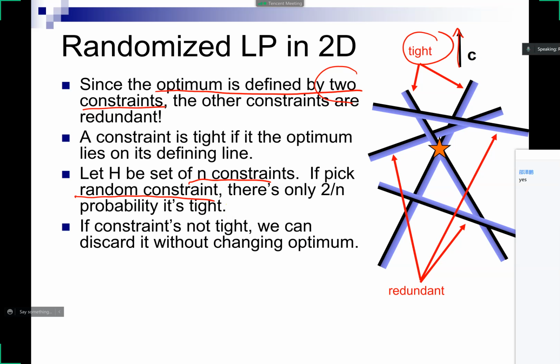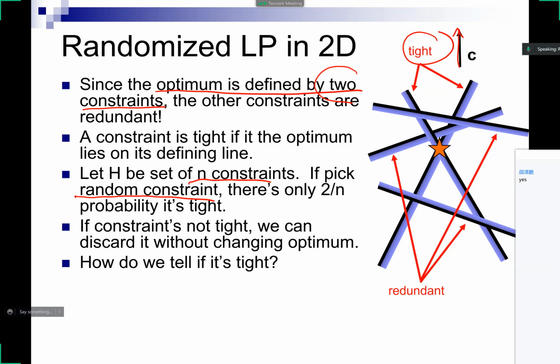Okay. So that basically gives us a way to simplify our problem. The idea is that we're going to start with lots and lots of constraints, but there are only 2 useful ones. There are only 2 tight ones. And so we're going to start throwing away all of these useless constraints, these redundant ones. The way that you throw them away is, well, you just pick a random constraint, and with pretty high probability, it's actually useless. And so if you throw it away, you don't change your problem.